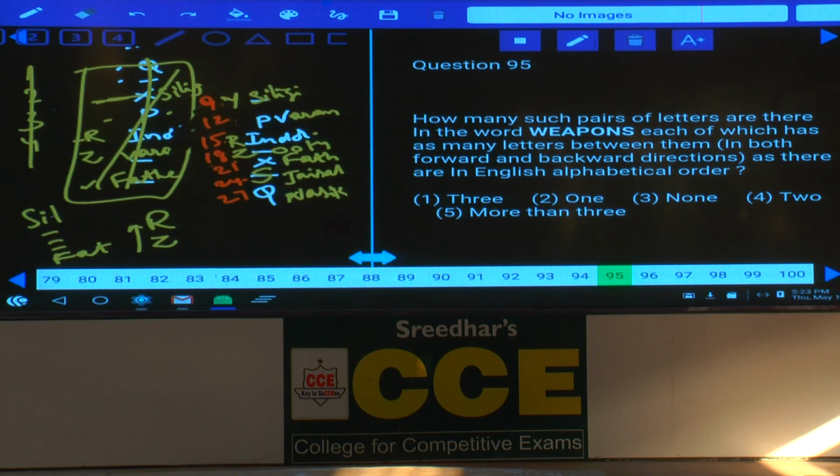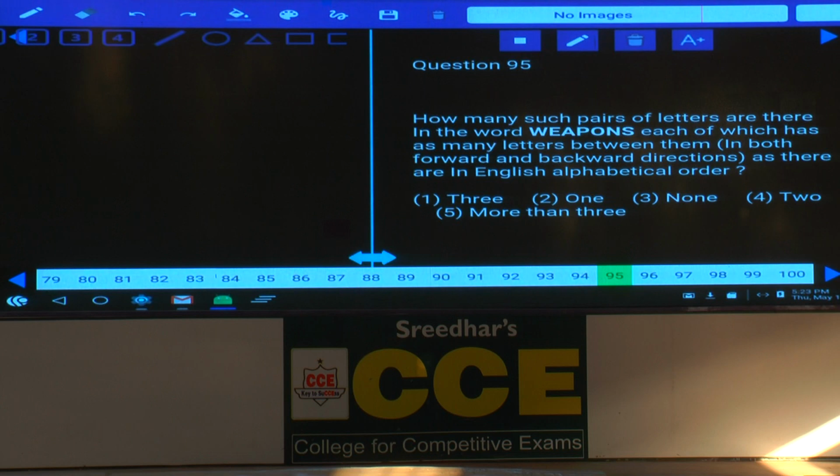Then 95 is based on alphabetical order. How many such pairs of letters have as many letters between them as in the alphabetical order? Then W, no letter more than this W. Next one E, F, G, H, I, J, A, B, C, D, E, P, Q, R, S. Now between P and S there are 2 letters. In the alphabetical order also we have only 2 letters. And in the reverse order S, T, U, V, W, X, Y, N and O, isn't it?